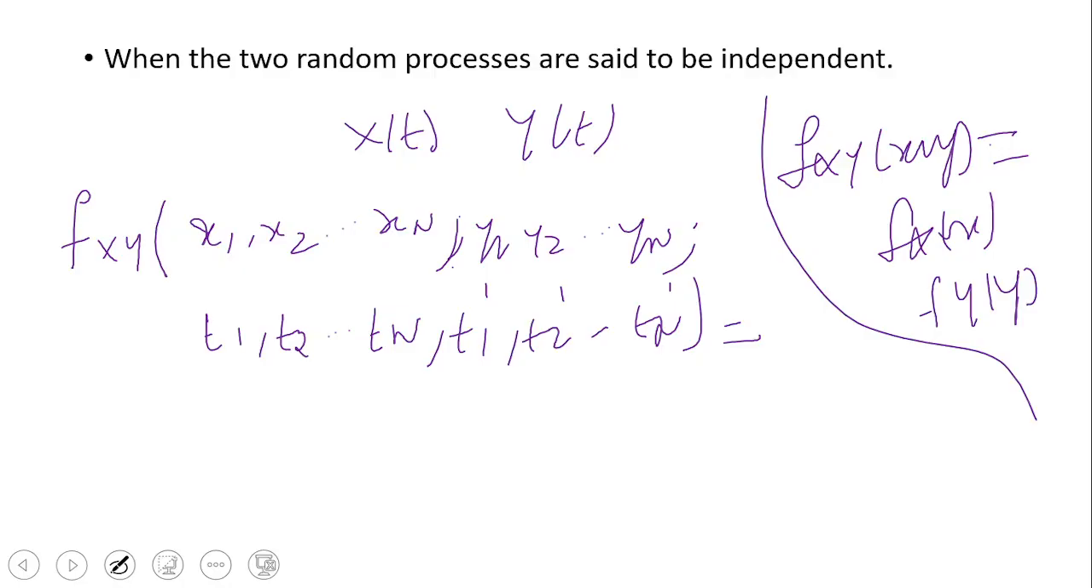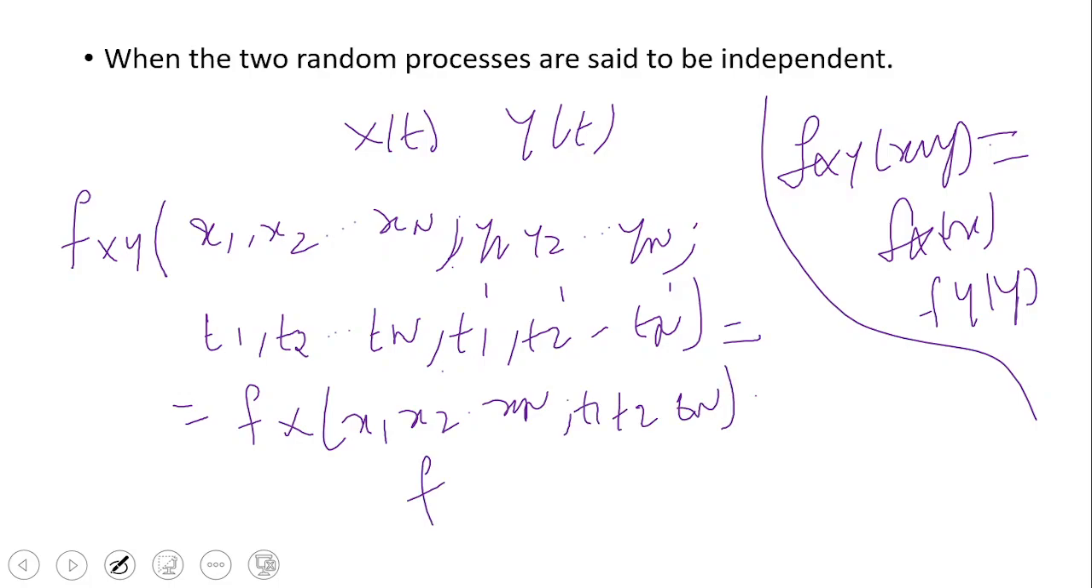For x values t1, t2, tn, for y values t1 dash, t2 dash, tn dash and so on. This joint density function of the two random processes is equal to the individual density functions: fX of x1, x2 and so on xn; t1, t2 and so on up to tn, into fY of y1, y2 and so on yn; t1 dash, t2 dash and so on up to tn dash. So this is how two random processes are said to be independent. The joint density function of two random processes is equal to the product of the individual density functions of the random processes x and y. That is the nth order density functions.